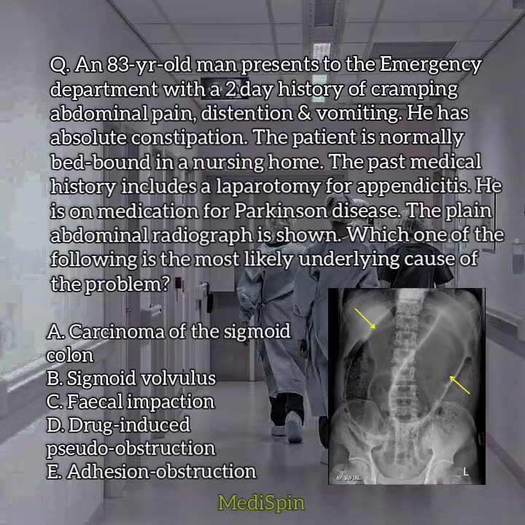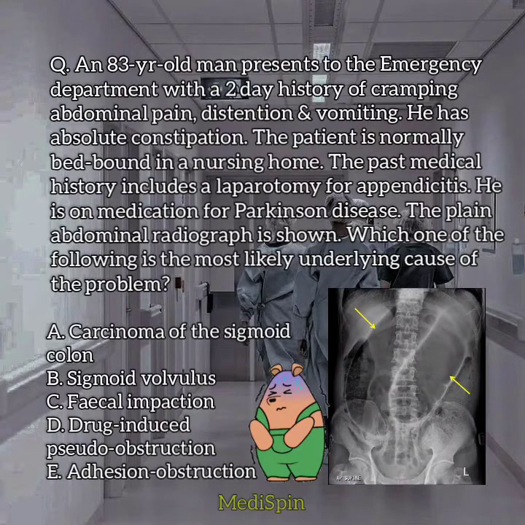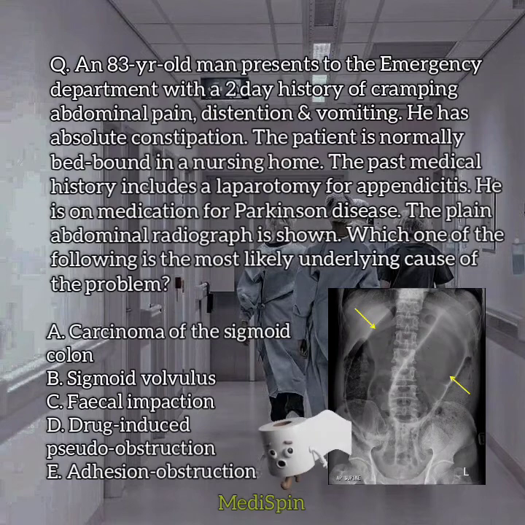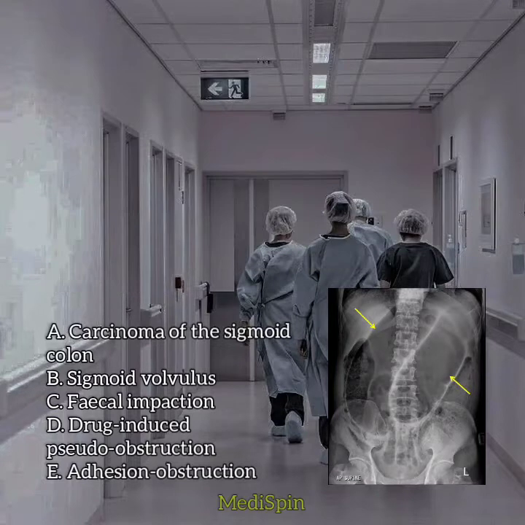So first we'll maneuver through this question based on whatever information is given. This is an elderly man, 83 years old, with a 2-day history. A 2-day history is a very short, very acute presentation, and the presentation of cramping abdominal pain with distension, with vomiting, with absolute constipation is very telling of intestinal obstruction. Add to that the 2 days, and this is a classic case of acute intestinal obstruction.